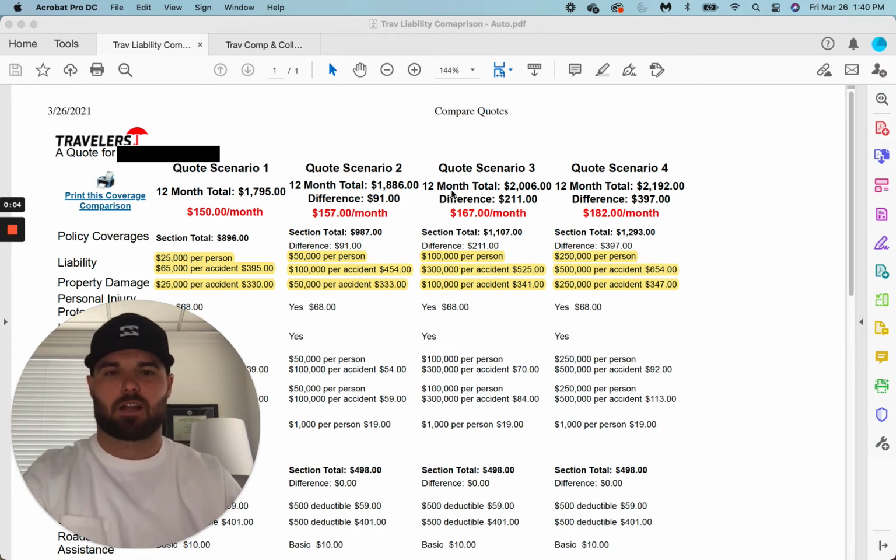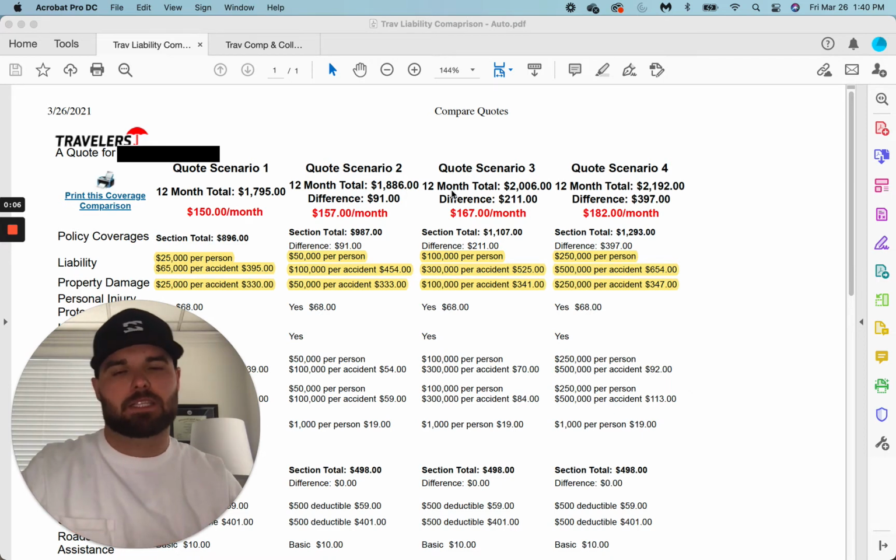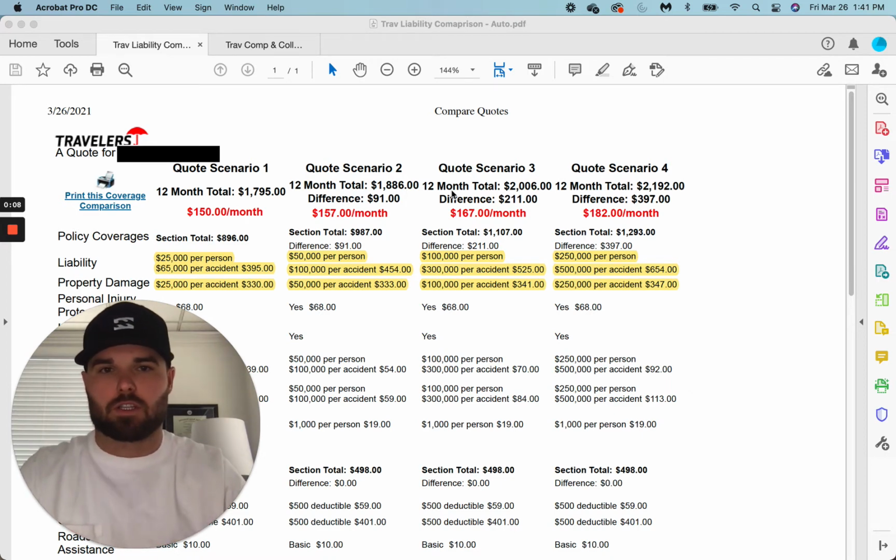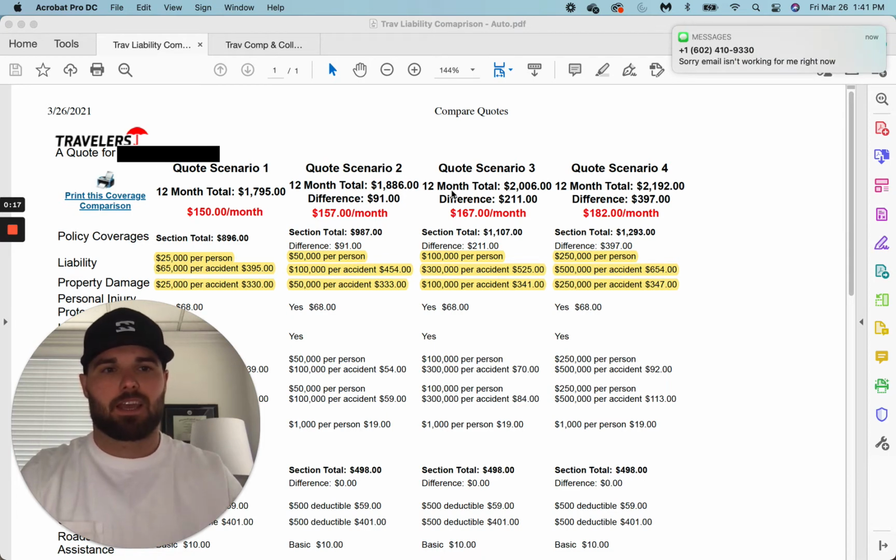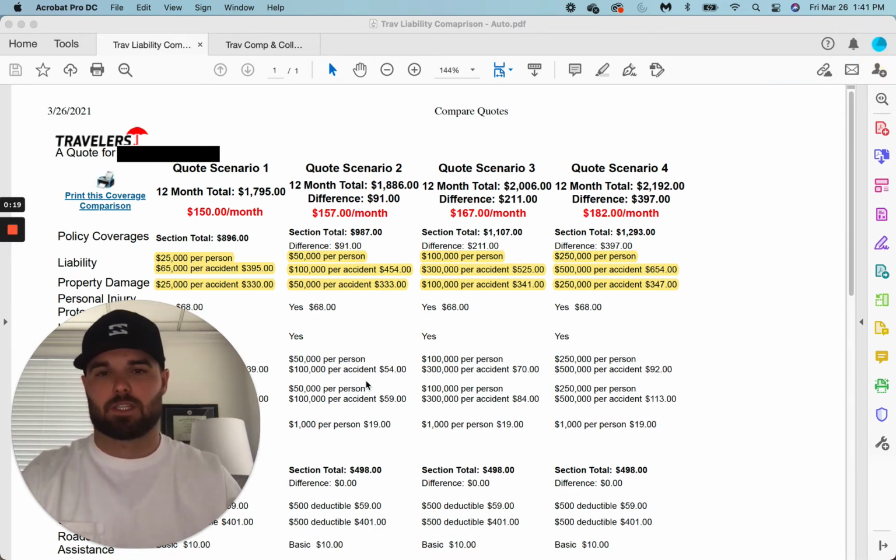So I just wanted to talk this week about liability limits on car insurance. We've been going over home insurance a little bit these last few weeks, but today I want to go over auto insurance and just go over one part of auto insurance, which is the liability limits.